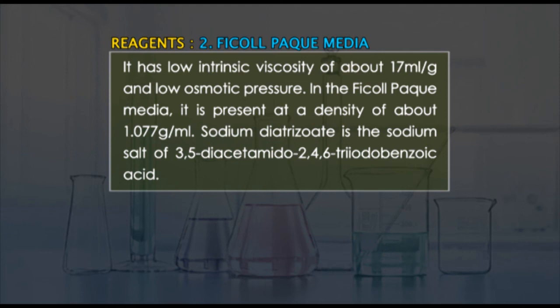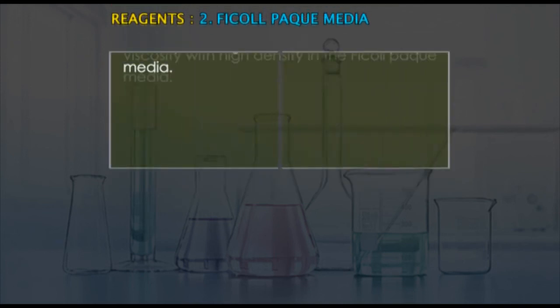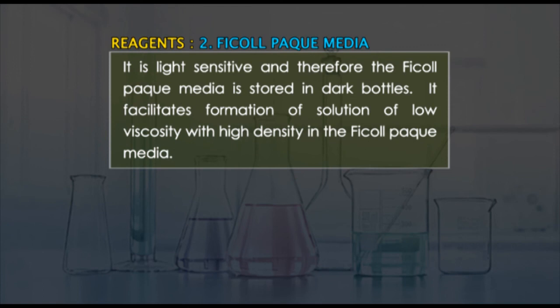In the Ficoll-Paque media, it is present at the density of about 1.077 gram per ml. Sodium diatrizoate is the sodium salt of 3,5-diacetamido-2,4,6-triiodobenzoic acid. It is light sensitive and therefore the Ficoll-Paque media is stored in dark bottles. It facilitates formation of solution of low viscosity with high density in the Ficoll-Paque medium.